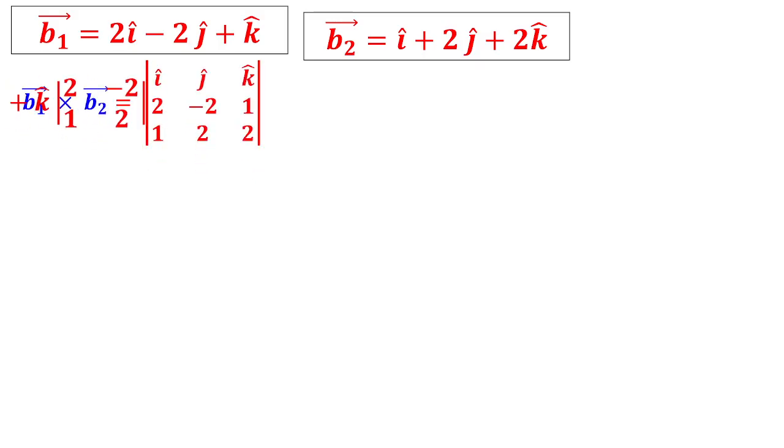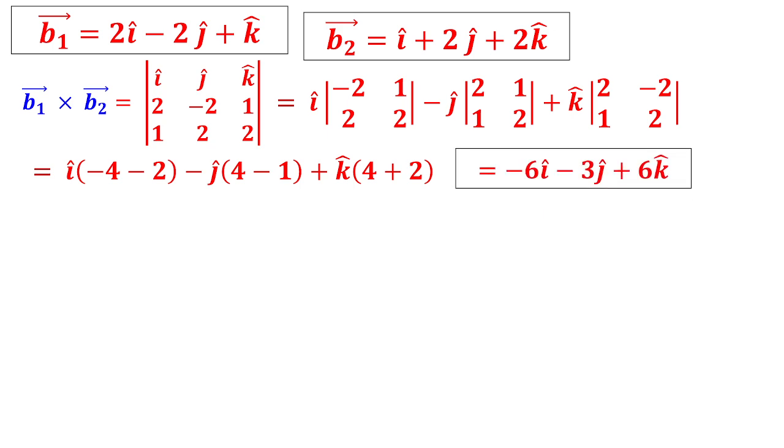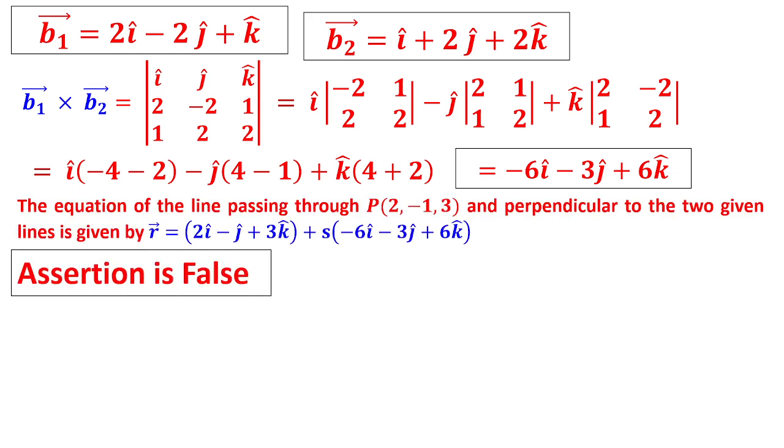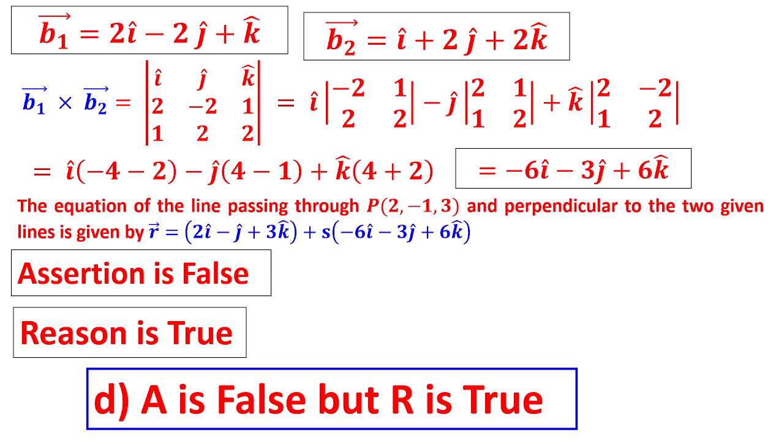Let us see. I am finding B1 cross B2. Normal calculation, all of you know, 3 by 3 determinant. And I am getting it as minus 6i minus 3j plus 6k. But it is given as minus 2j in the assertion. Therefore, assertion is false. Now, reason, as I told you earlier, is given as a formula for how to get the equation of a line passing through a point and perpendicular to 2 given lines. The reason is true. Therefore, A is false, but R is true.